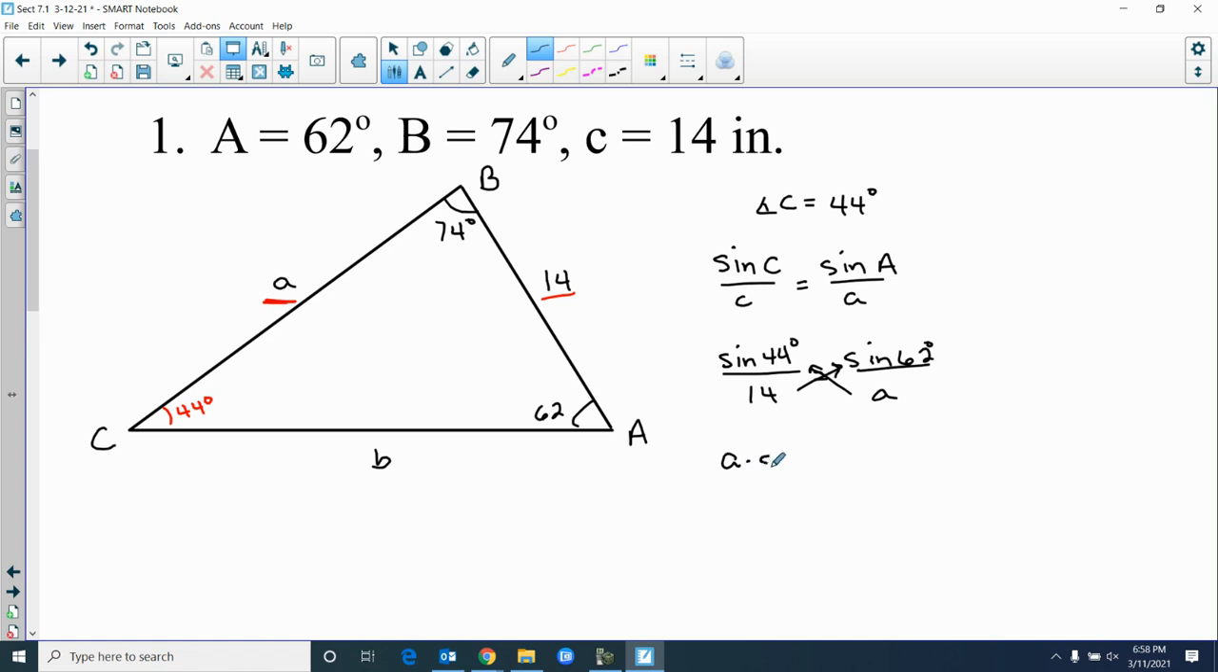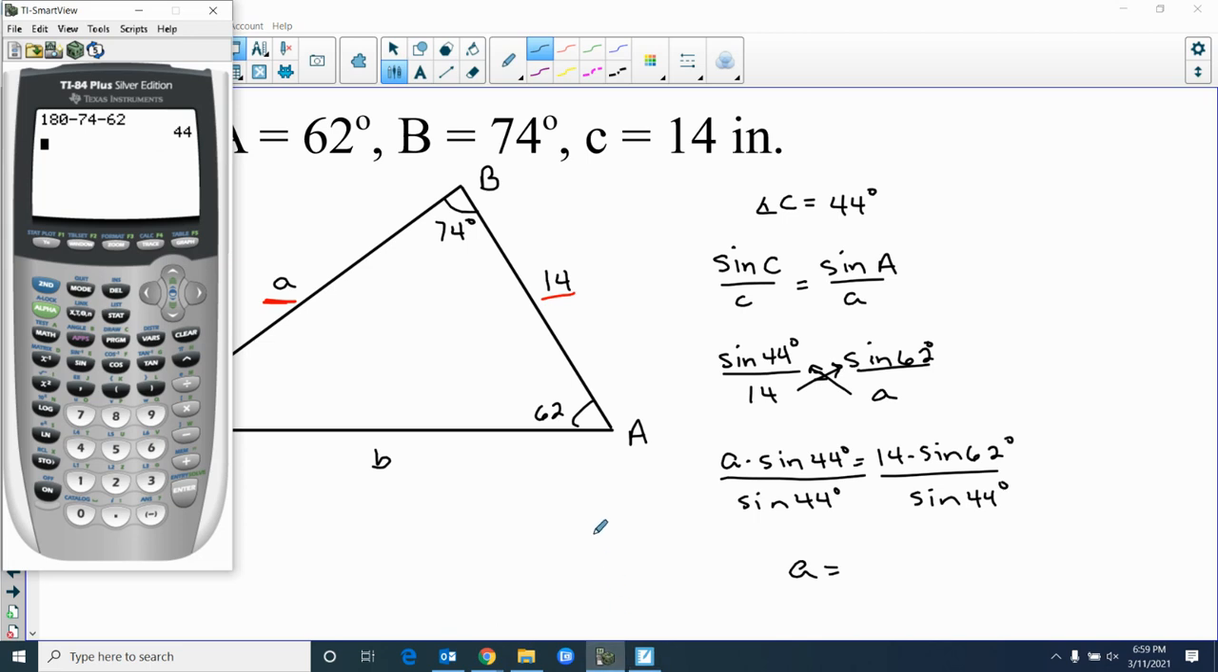So you're going to take A times the sine of 44 equals 14 times the sine of 62, divide by the sine of 44. So I get A equals, and now using my calculator, 14 times the sine of 62. Hold on here. Oh, I'm in radians. I need to be in degrees. And I knew that shouldn't be a negative. All right, start that over.